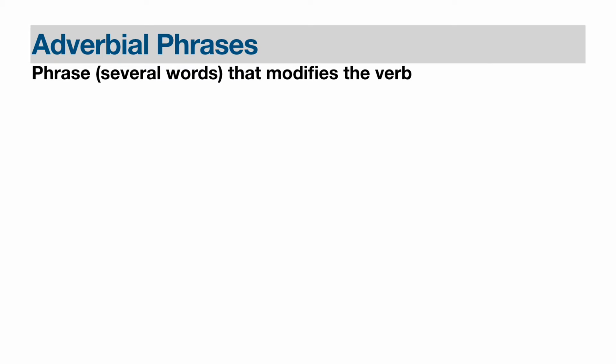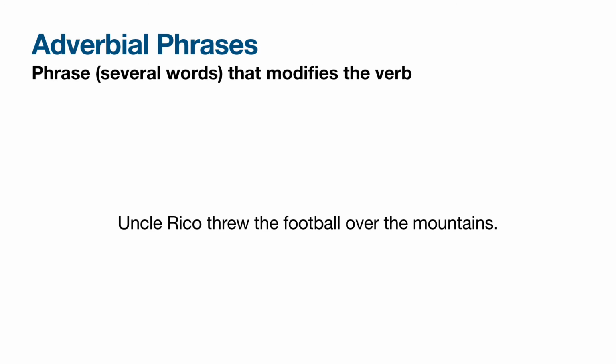A phrase of any kind is when multiple words work together to perform a single function, and in an adverbial phrase, that function is to modify the verb. Let's look at this funny sentence. Uncle Rico threw the football over the mountains. The words over the mountains, although none of them an adverb, they work together as an adverbial phrase. They modify the way in which Uncle Rico threw the football.